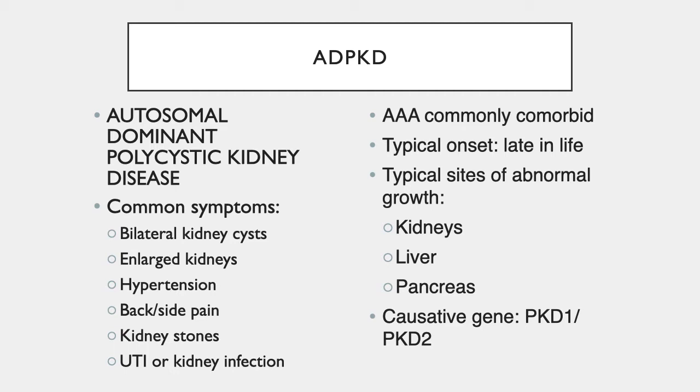In contrast to ARPKD, typical onset and diagnosis of ADPKD is typically later in life, during the third, fourth, or fifth decade. The most common site of abnormal cyst formation of this disease is often in the kidneys, liver, and pancreas, and the causative gene of ADPKD is PKD1 or PKD2.